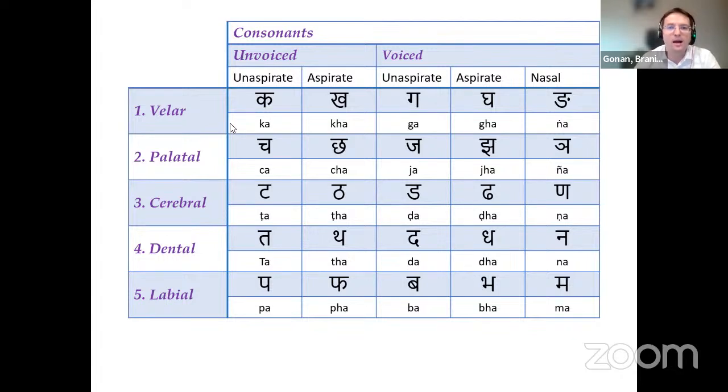Velar, ka, kha, ga, gha, nga. So when we pronounce this nga, this is like anunasika, right? So those last column are called anunasika or nasal sounds. We are actually pronouncing this not as a labiodental N, or the pure dental N. It is nga.